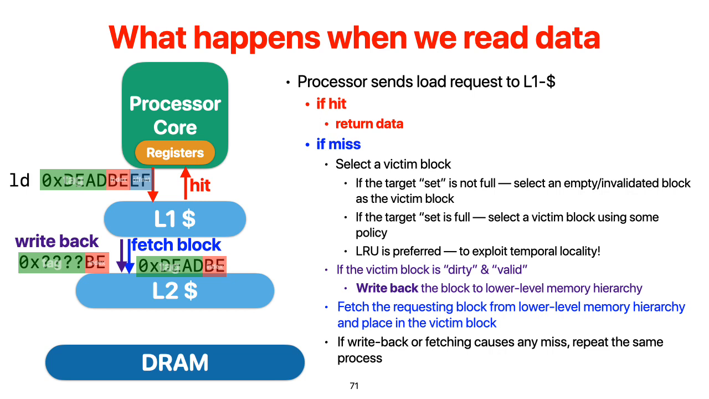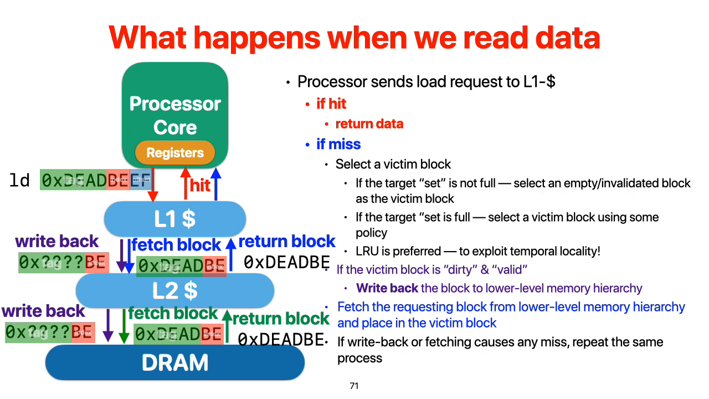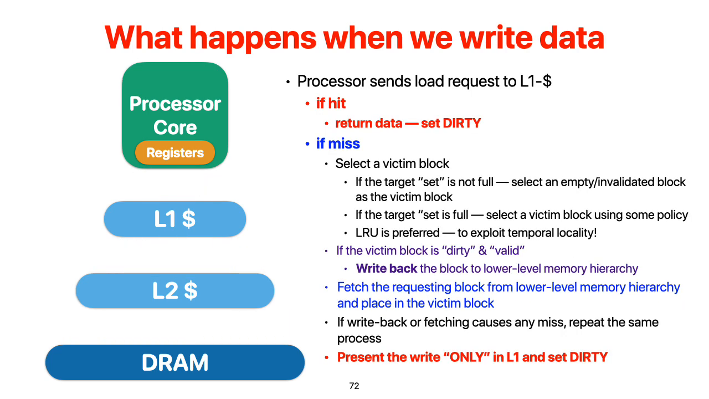However, sometimes you may not be that lucky. The block that you want to fetch may also not exist in the L2 cache. So it will trigger another miss handling, which might require you to write back a victim block in the L2 cache before you can fetch the demanded block. Once you handle those misses, you can finally fetch the block and return it to the upper level of the memory hierarchy. And that's when we want to read the data.